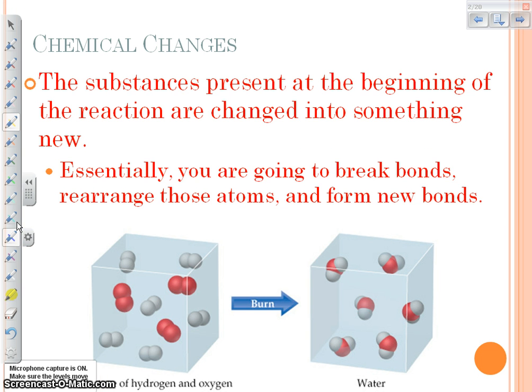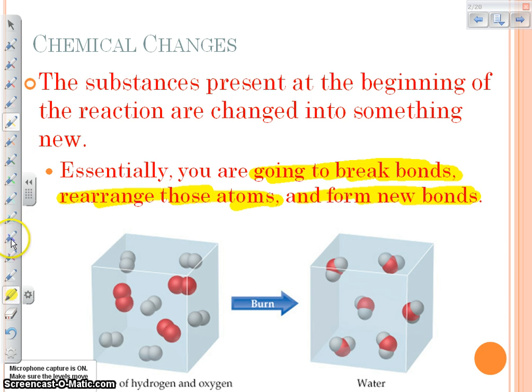Anyway, you should remember that a chemical change occurs when the substance present at the beginning is changed into something new. What that means is we are going to break down some bonds within the first compound, rearrange those atoms, and then form new bonds, and those new bonds are going to create compounds that have new properties. That's our goal for today.